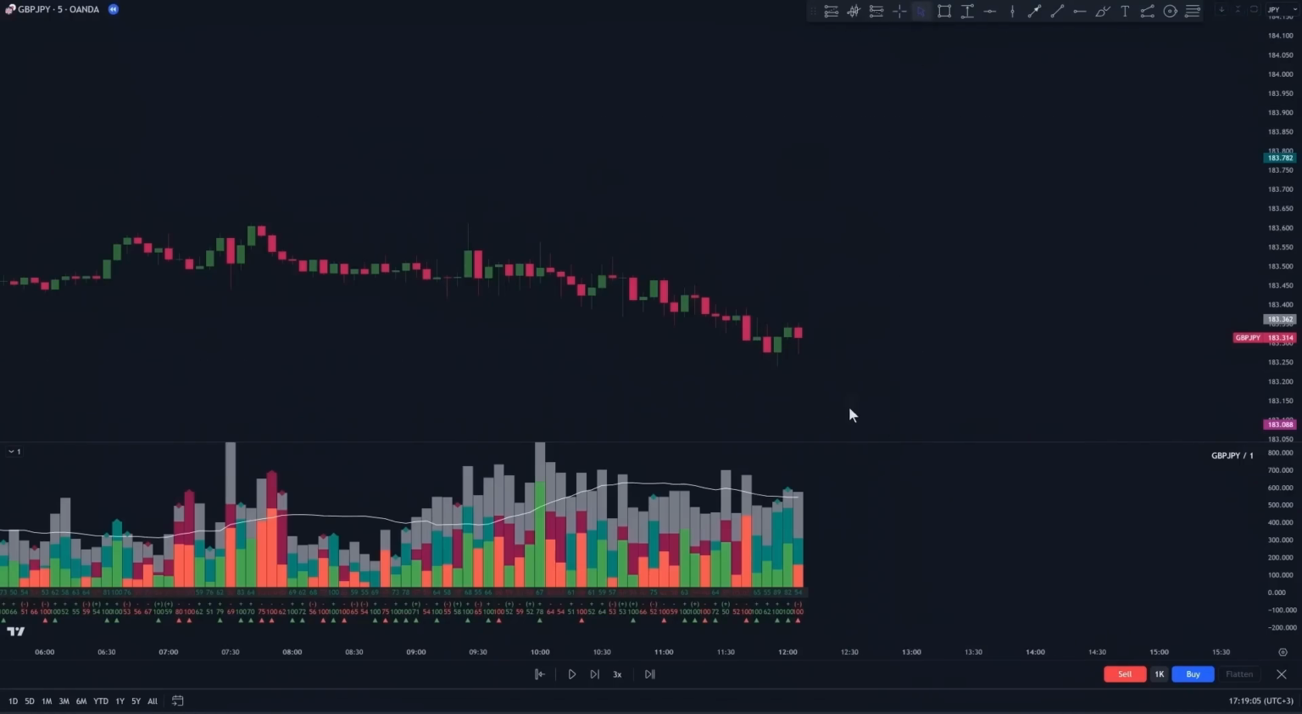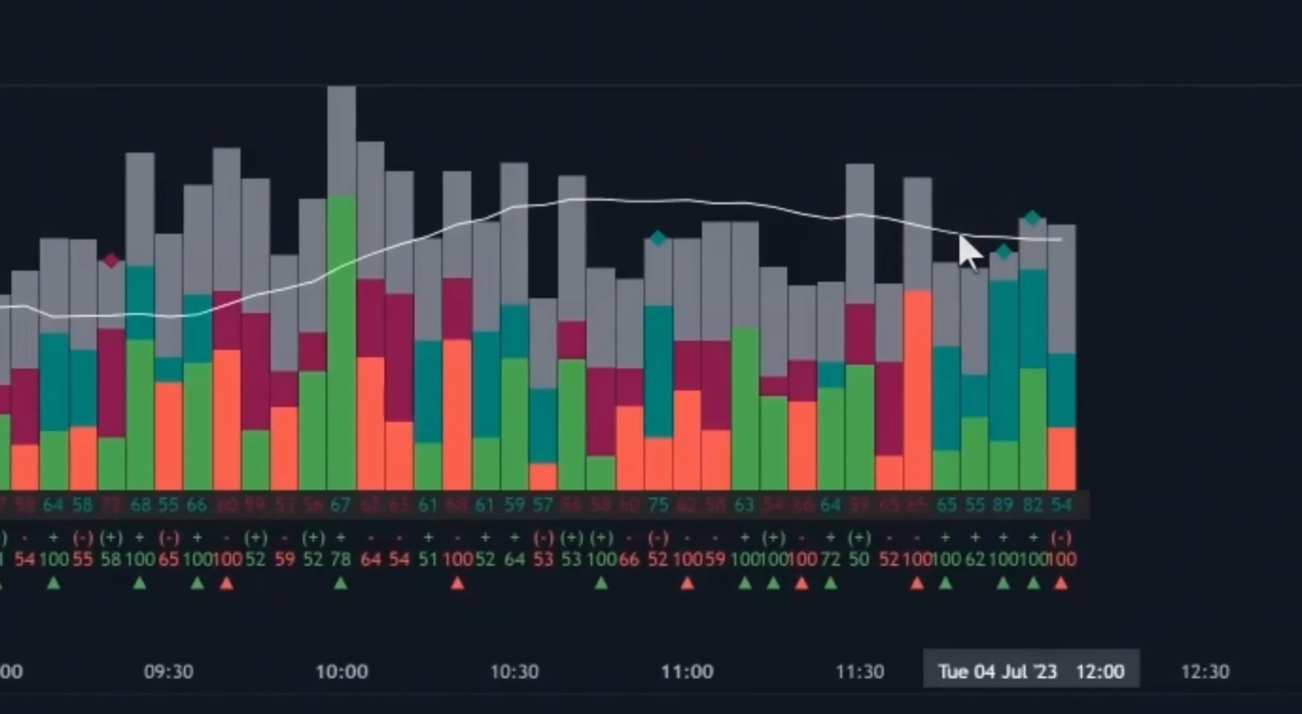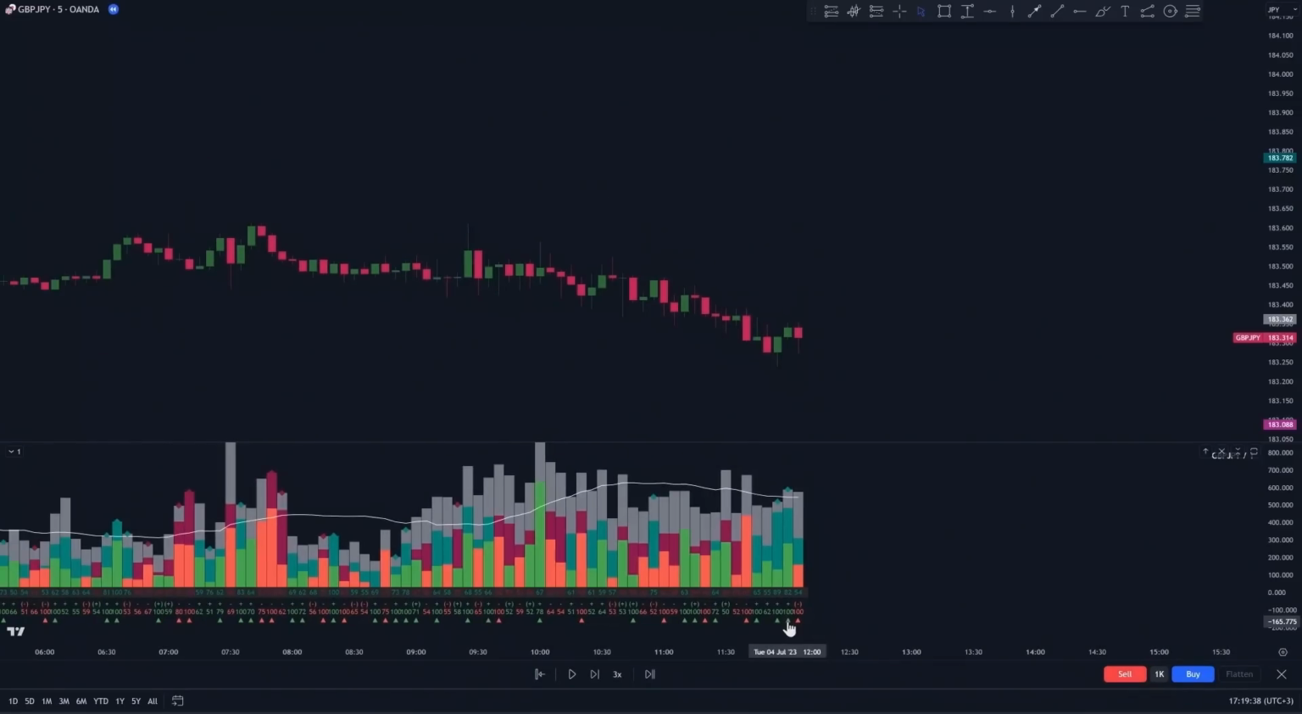Here's another example. The volume bar closed above the moving average. The bar is composed of 3 colors: gray, dark green, and light green. At the top of the bar, there is a dark green square, and at the bottom of the bar, there is a light green upward arrow. We enter a long trade.